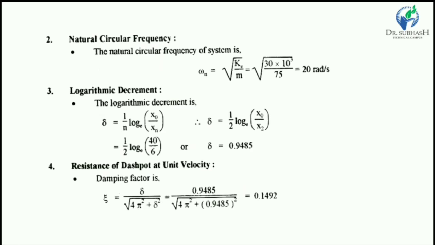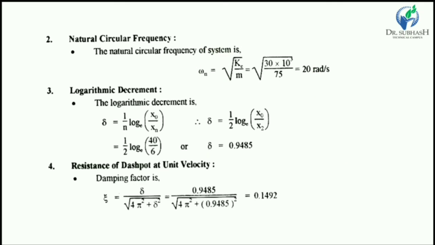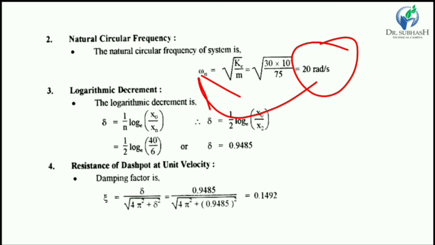Now we have to find out the omega n, natural circular frequency, because we also have to find out the ratio of omega d upon omega n. So we also find out the omega d, but here we know that the omega n we find out with the K upon m in a spring mass system. So K is given, m is given, so omega n is under root K upon m, and it's 20 radian per second.